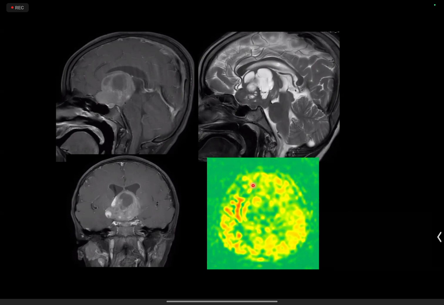Ma'am, on T1 sagittal and coronal images, there is a large T2 hyperintense solid cystic lesion extending from the sellar and suprasellar compartments. It is extending into the floor of the third ventricle. However, there is no resultant dilatation of the lateral ventricles. On post-contrast sequences, there is some dilatation of that. Okay, ma'am.